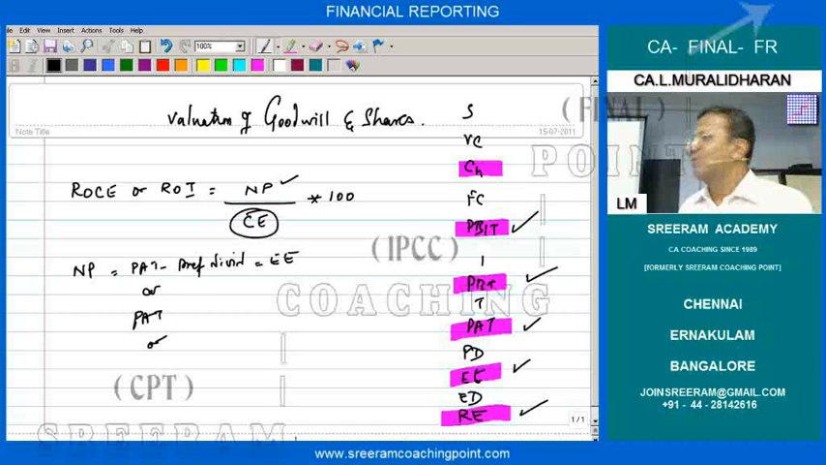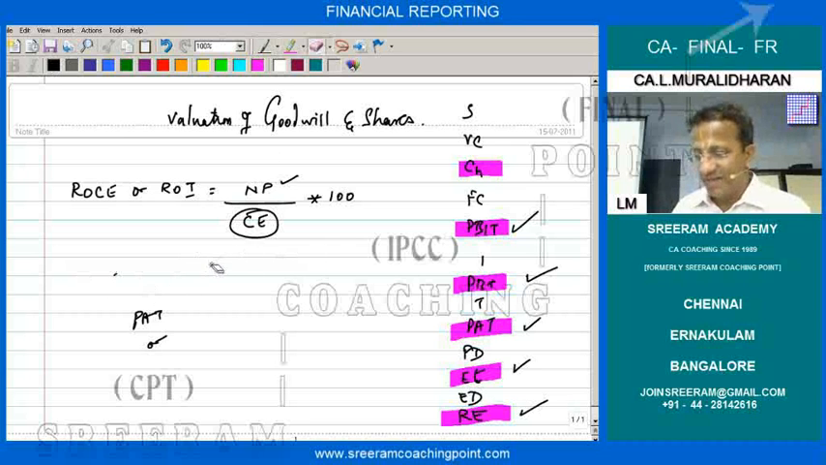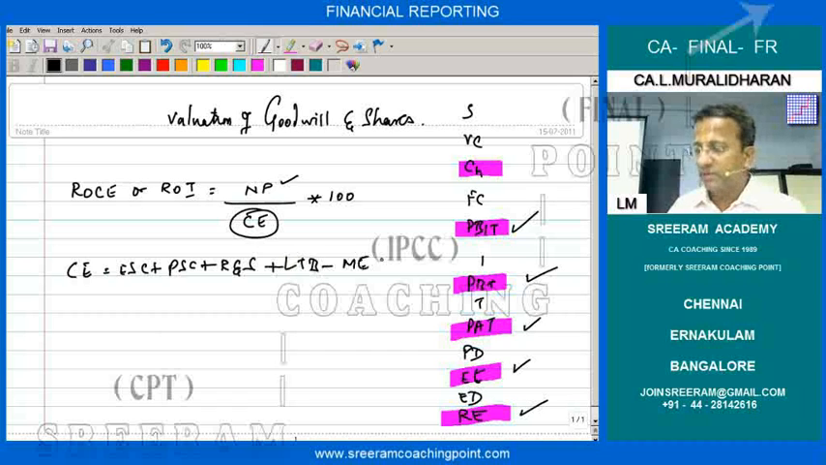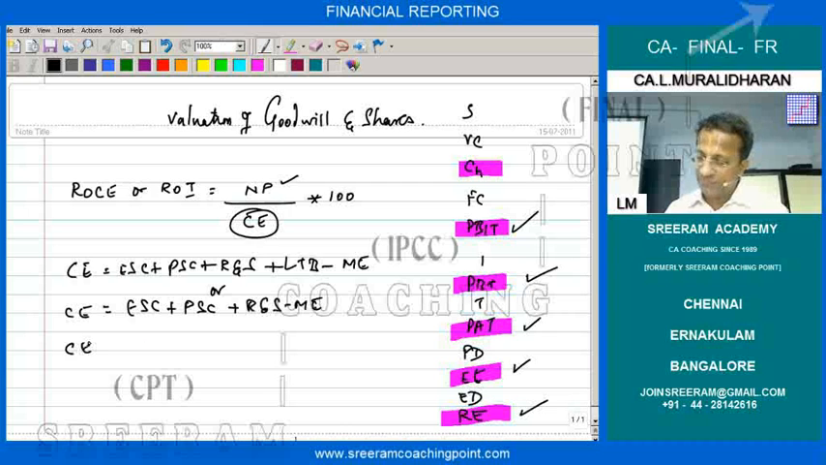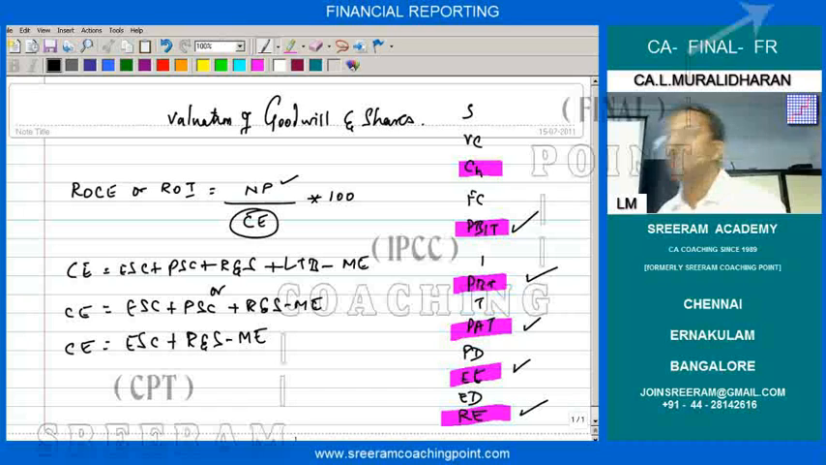Based on capital employed alone, you can define what is net profit. Now, capital employed can be this way: equity share capital plus preference share capital plus reserves and surplus plus long-term borrowing minus miscellaneous expenditure, or equity share capital plus preference share capital plus reserves and surplus minus miscellaneous expenditure, or equity share capital plus reserves and surplus minus miscellaneous expenditure. Between the three, one can be taken up for the purpose of discussion.